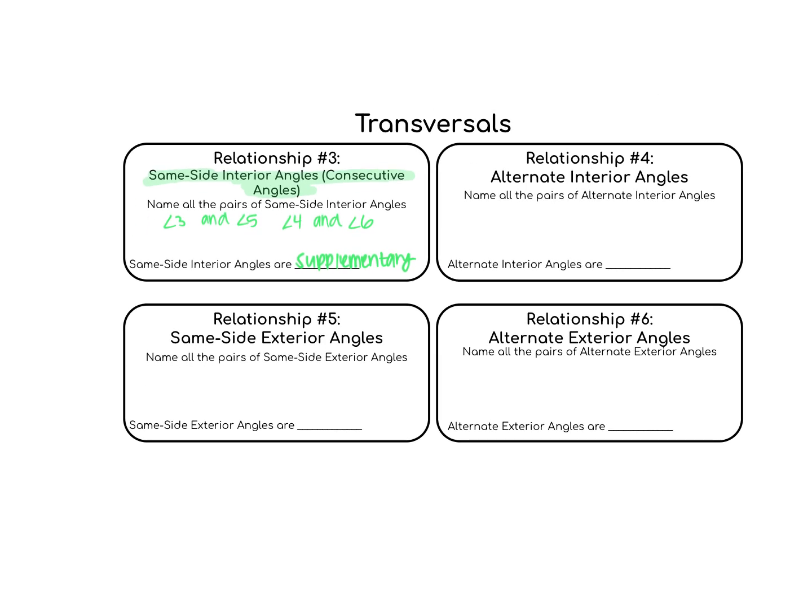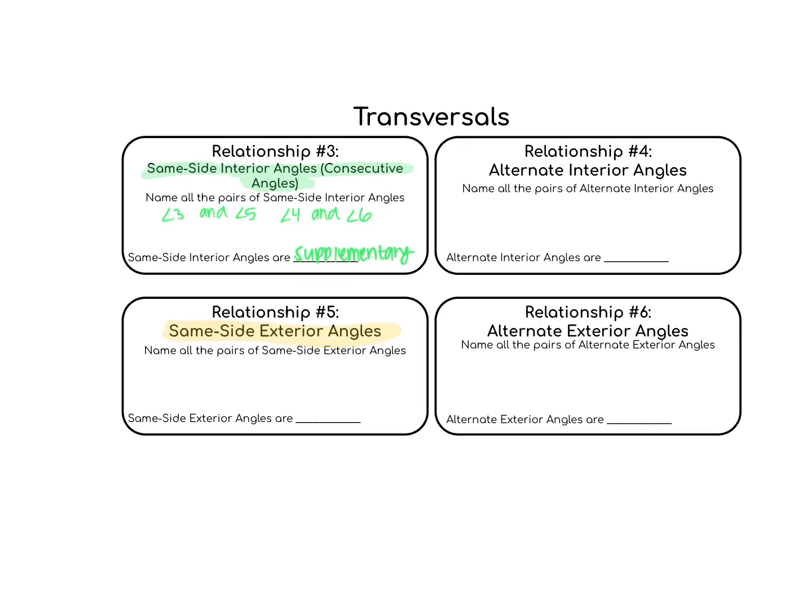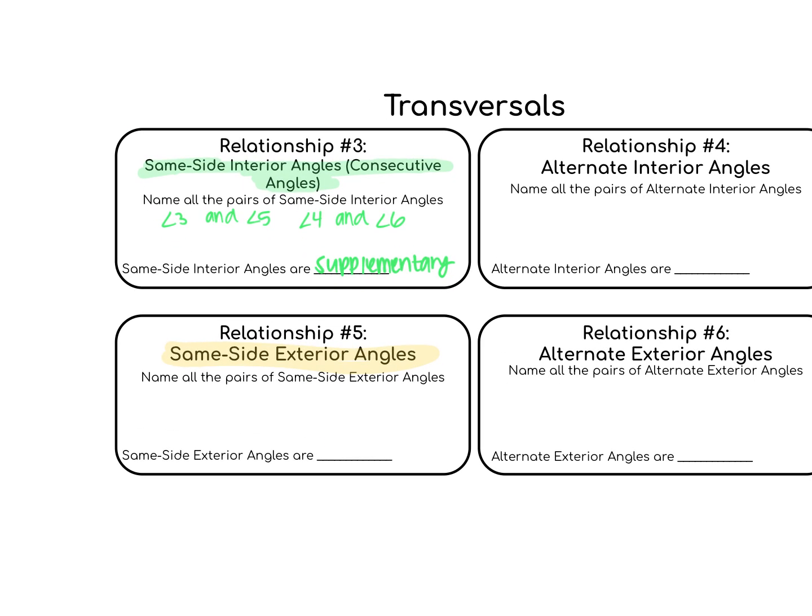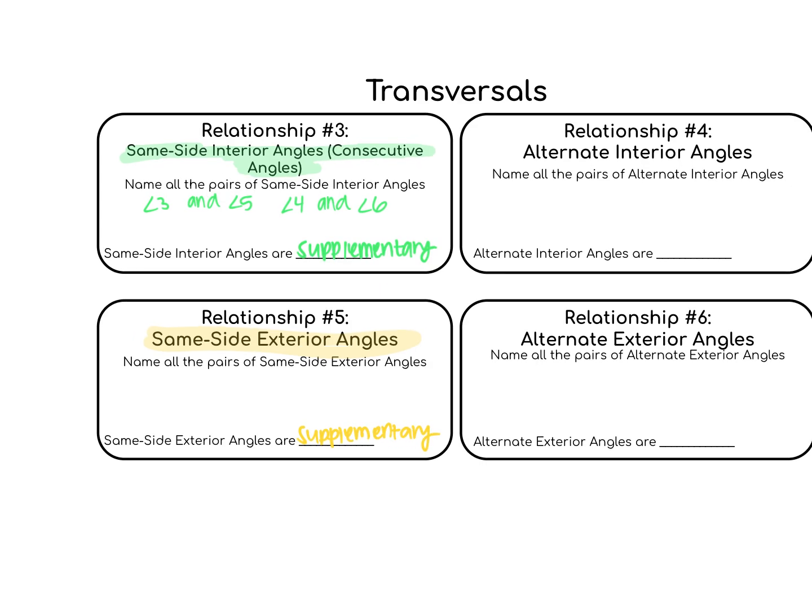Just to keep this consistent here, let's go ahead and move down to the same side exterior angles, because these ones are very similar, where they're on the same side of the transversal, but this time they're on the exterior, the outside. These ones are also supplementary. So the nice thing about these same side angles, we can always think about them being supplementary. We'll just want to make sure we go back and see that they're either exterior or interior.